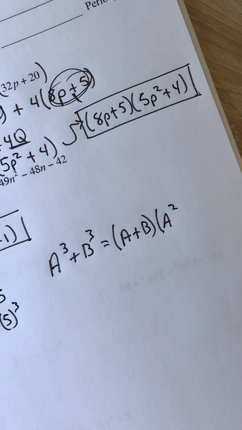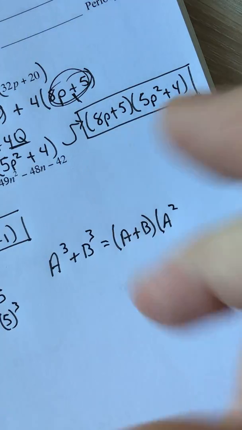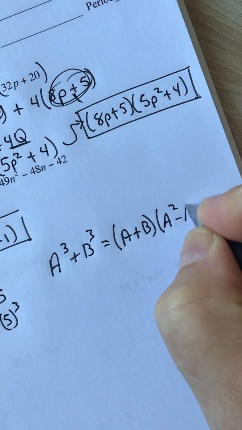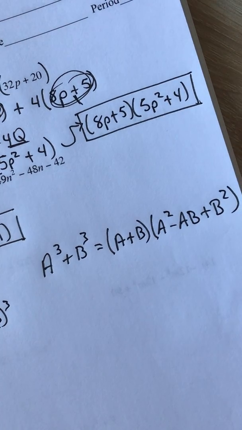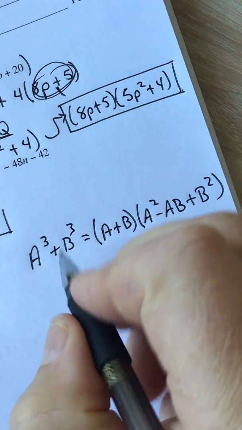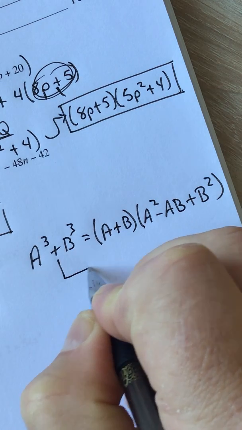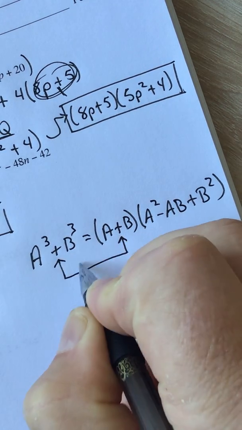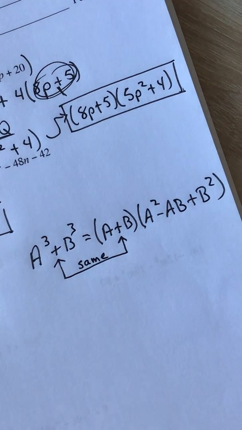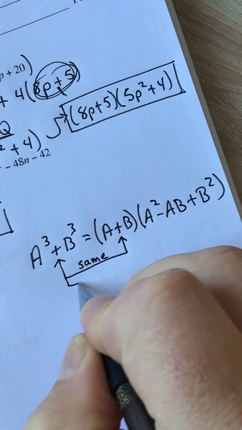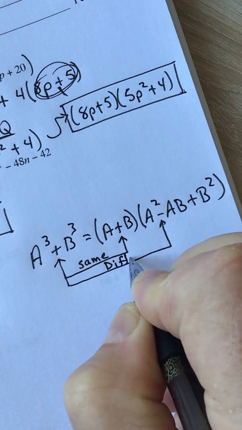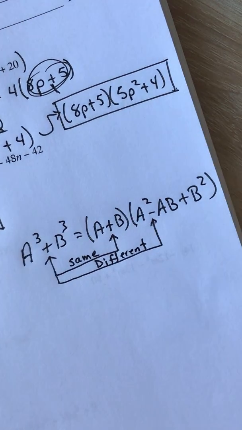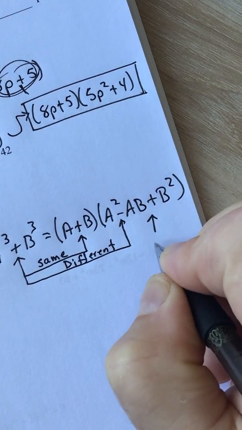Oh, I better check to make sure I get this right. Yes, just one: a squared minus ab plus b squared. What I want you to notice is if this is a plus right there, that is also a plus. So the first two are the same sign, and then the next one is different. And then this one is always positive.